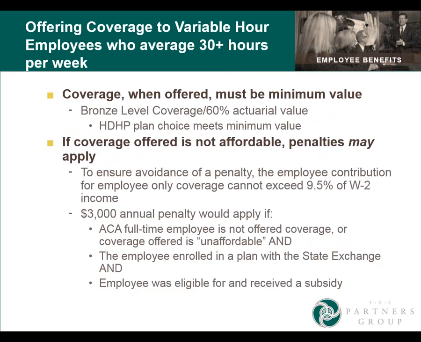So, offering coverage to variable hour employees who work 30 hours a week. Coverage when offered must be minimum value. As I said earlier, there are no plans that we are aware of that are offered to school district employees that do not meet the bronze level 60% actuarial value coverage. That includes the high deductible health plans. Those are actually 70% plans, both through Premera, Moda, and Regence Blue Shield. If coverage is not affordable, penalties may apply. To ensure avoidance of a penalty, the employee contribution for employee-only coverage cannot exceed 9% of W-2 income.